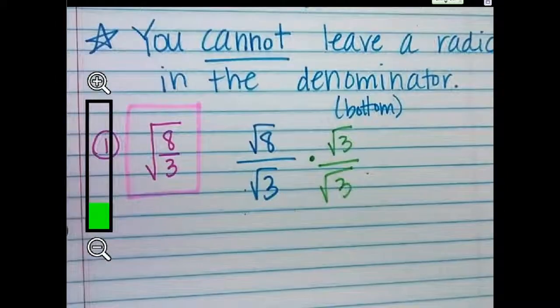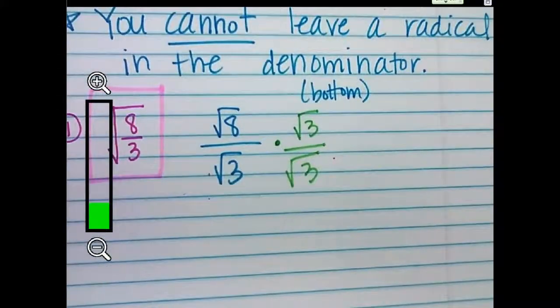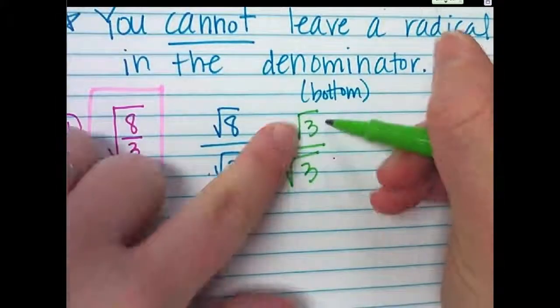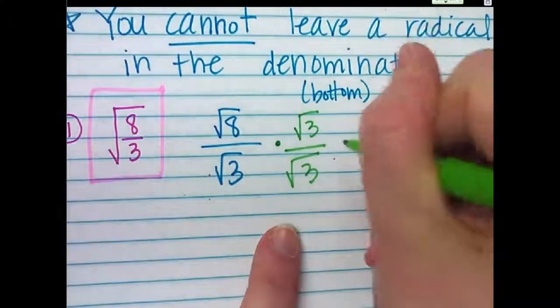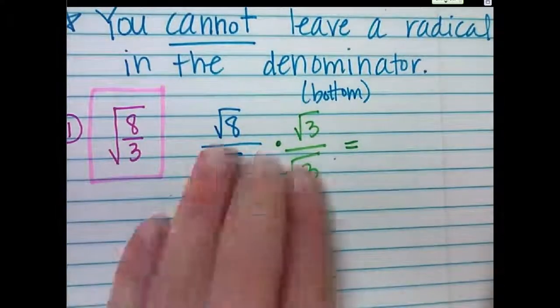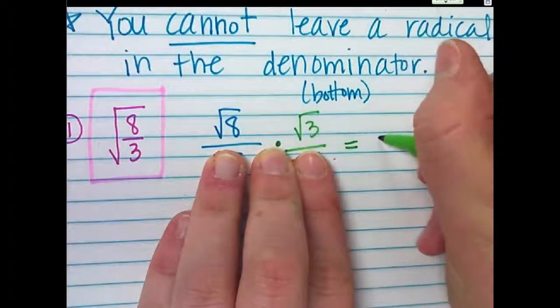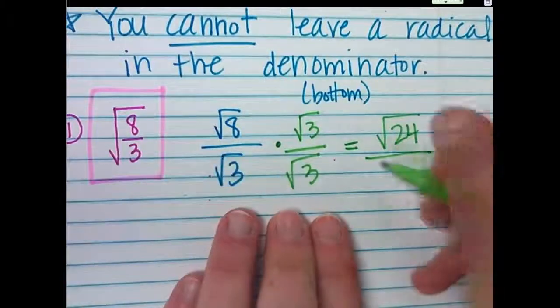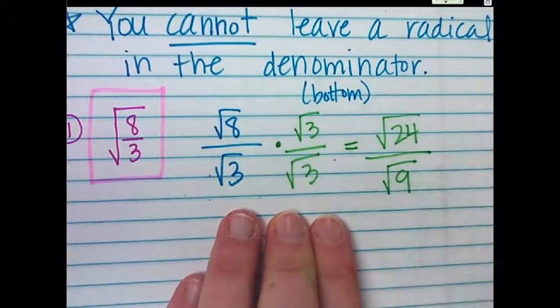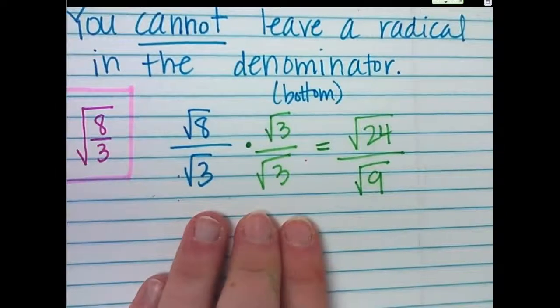The reason I do one on top and one on bottom is because if you divide something by itself, what do you get? 1. So this is just like multiplying by 1. Now you do regular multiplication. Multiply the top, what would you get? Square root 24, good. Over, and on the bottom, square root 9. Don't forget your square roots.